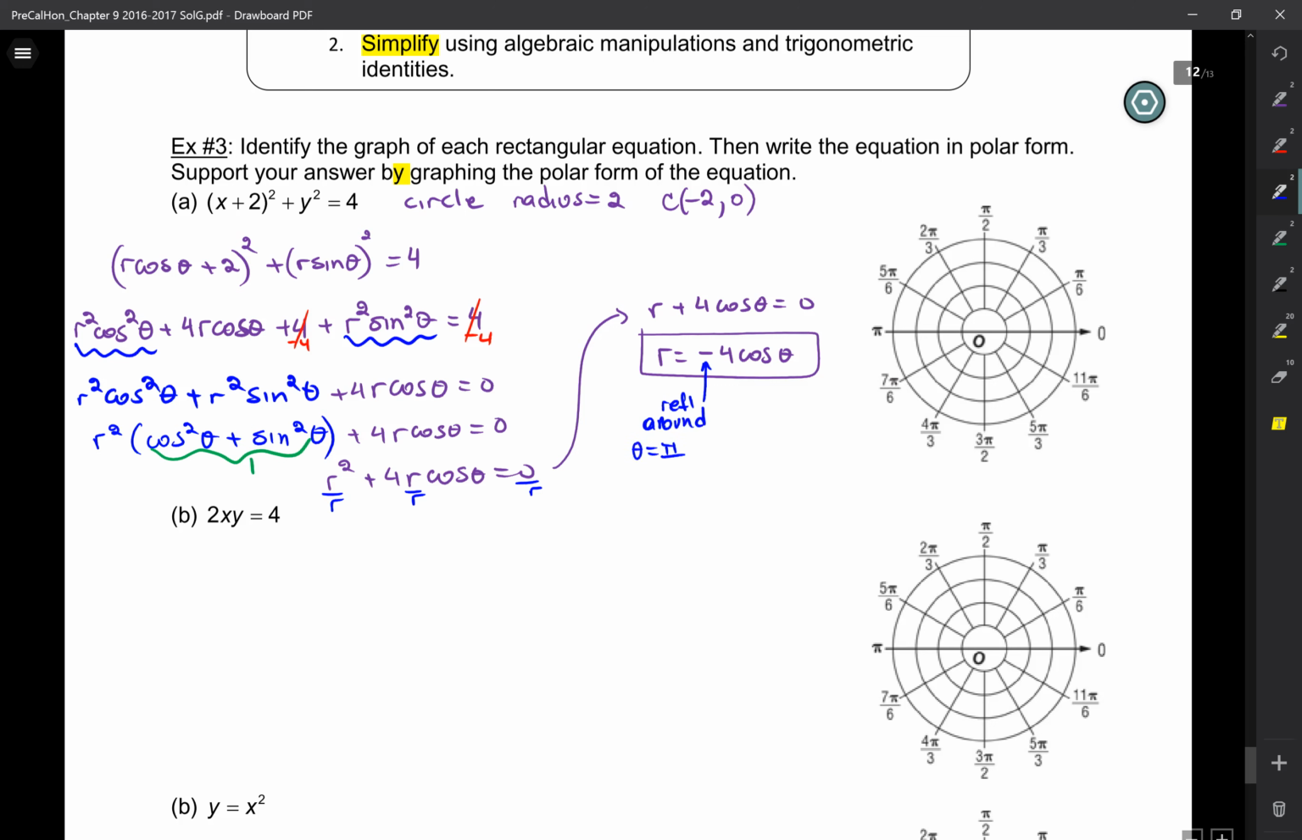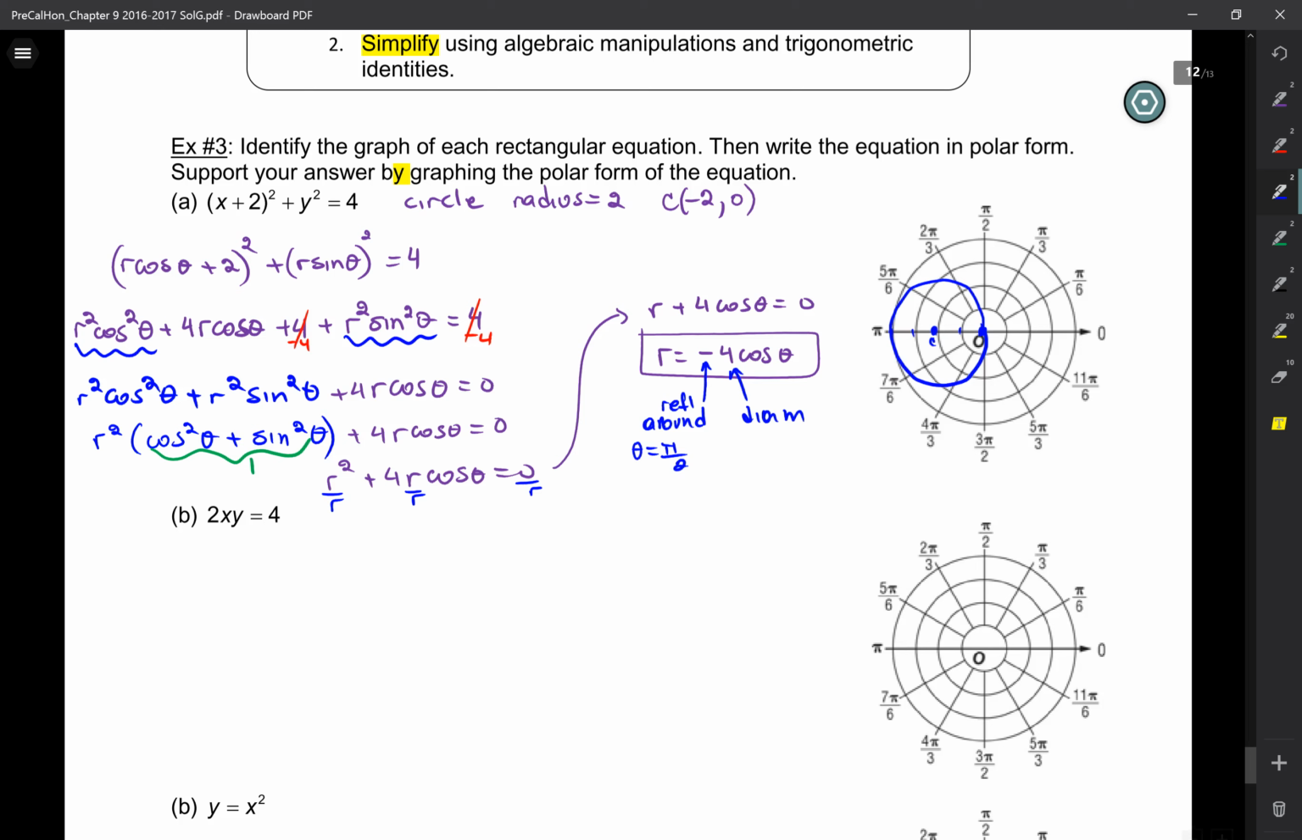So this is a reflection around theta equals pi over 2, and the 4 is the diameter. Okay? So now if it's 0 here and 1, 2, 3, 4 units there, that's the diameter of this. The center is going to be at 2. That's the center, the middle of the diameter. So that's your circle.